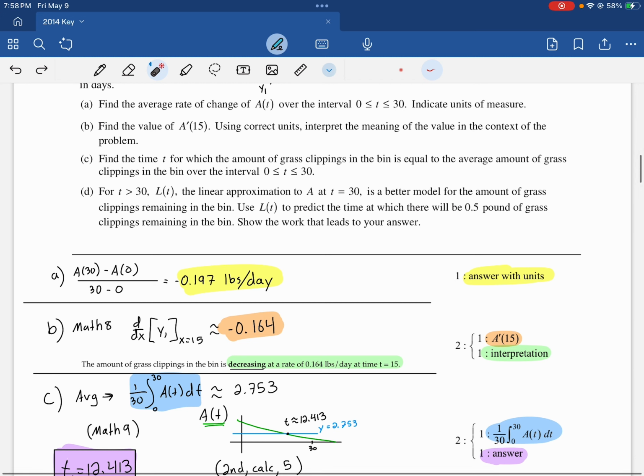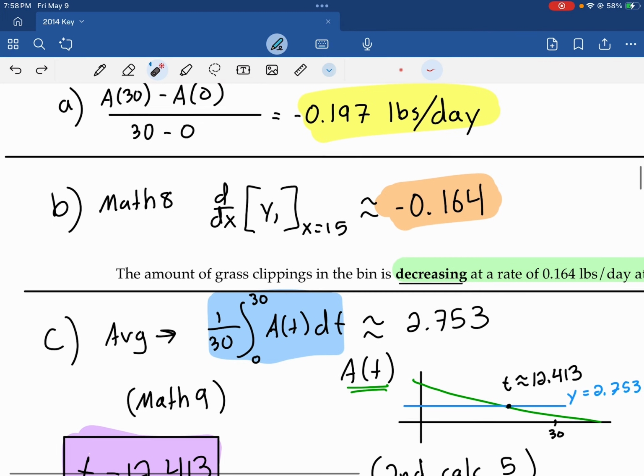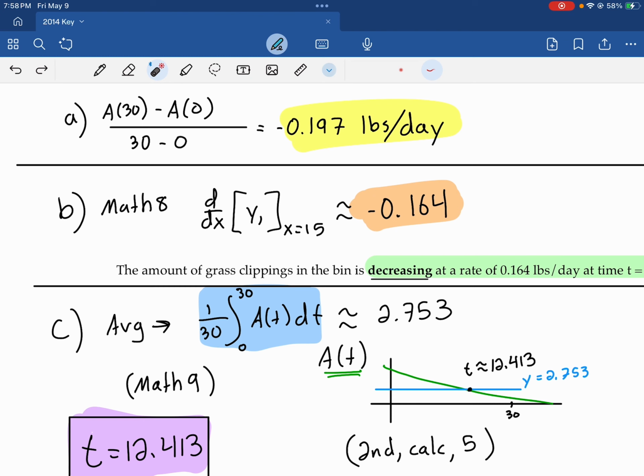Find the value of A prime of 15. Using correct units, interpret the meaning of the value in context of the problem. This is the derivative of A at 15. With access to a graphing calculator, I can hit Math 8 to do the first derivative of my function, and I can input 15 as the value, and I get negative 0.164.